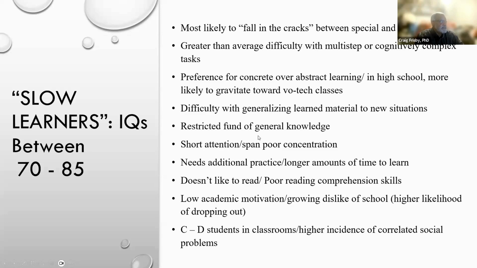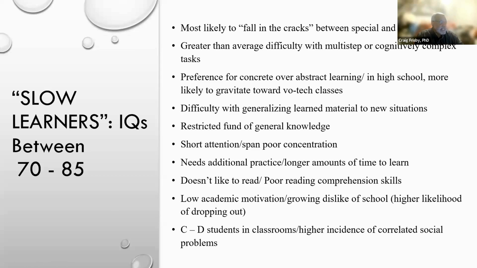They have a restricted fund of general knowledge, very short attention span, very poor concentration. They need additional practice and longer amounts of time to learn the same material as learned by kids with higher IQs. They don't like to read. They avoid reading. You always have to struggle with them to take home books to read. Reading for them is a very, very aversive experience. And concomitantly, they have poor reading comprehension skills, very low academic motivation.